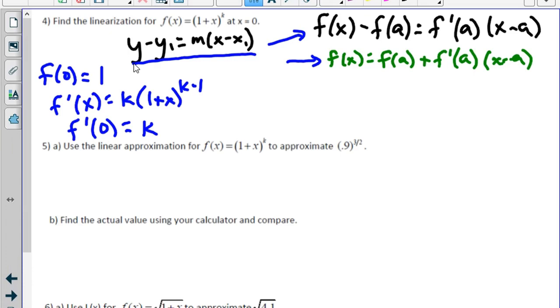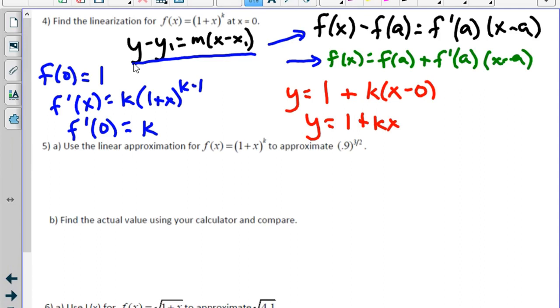So if we rewrite this as a linearization, we get f of x, or y, equals 1 plus k times x minus 0. So we get y equals kx plus 1, or 1 plus kx.